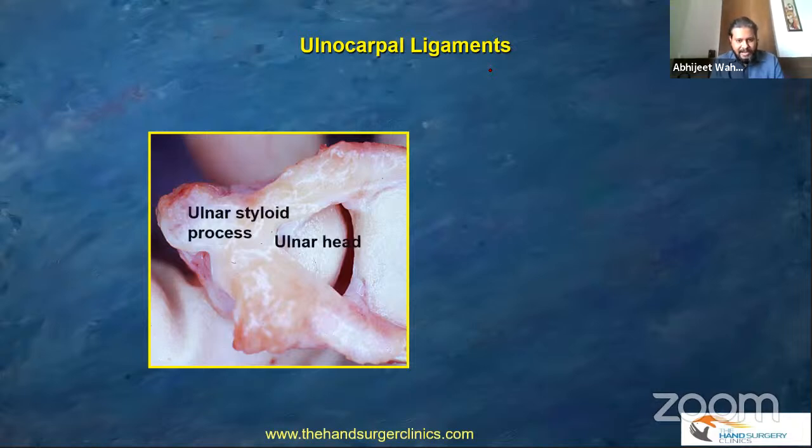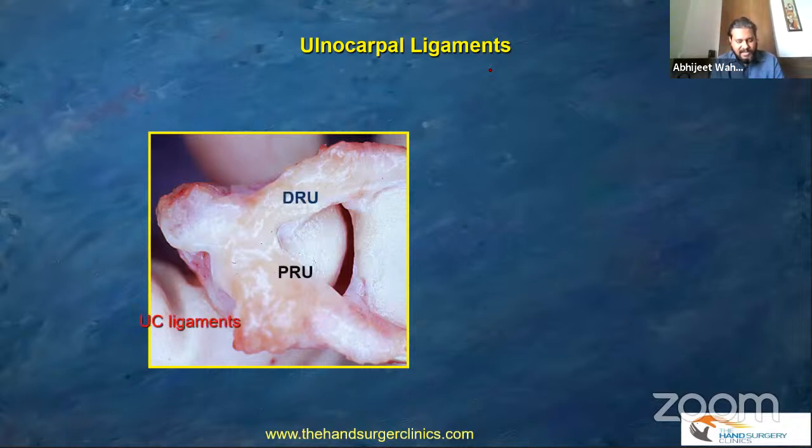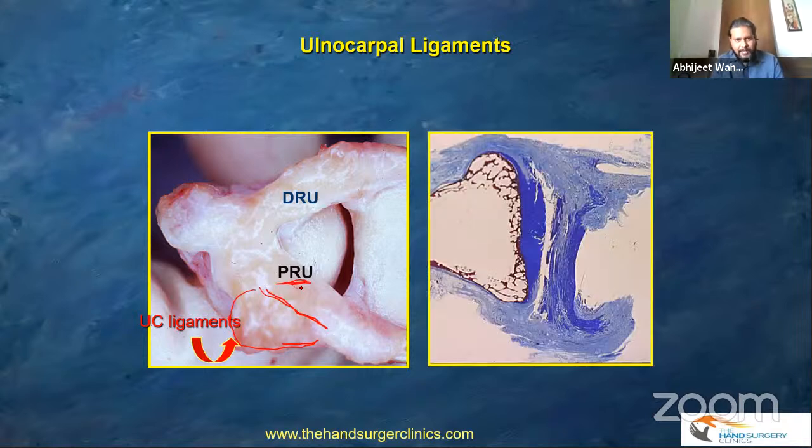And in this particular slide, you will see the central aspect of the TFCC has been removed. You can see the ulnar head through the axial end-on view and the sigmoid notch and the fovea. This is the dorsal radioulnar ligament and the proximal radioulnar ligament, the palmar radioulnar ligament. And the ulnocarpal ligaments are extensions which merge on to the volar or the palmar radioulnar ligament. And these ligaments impart stability to the ulnocarpal axis.